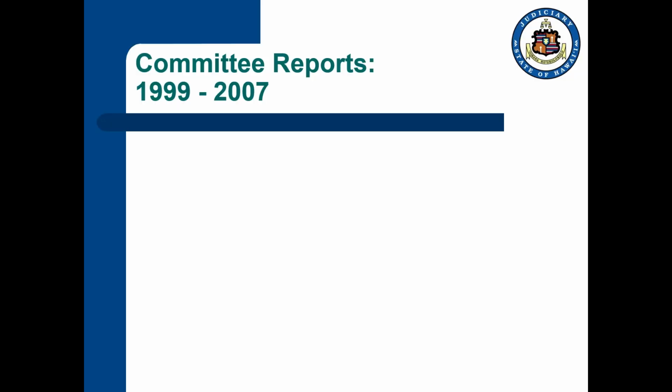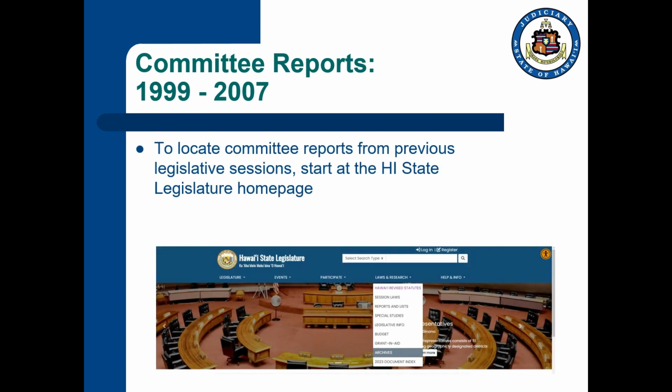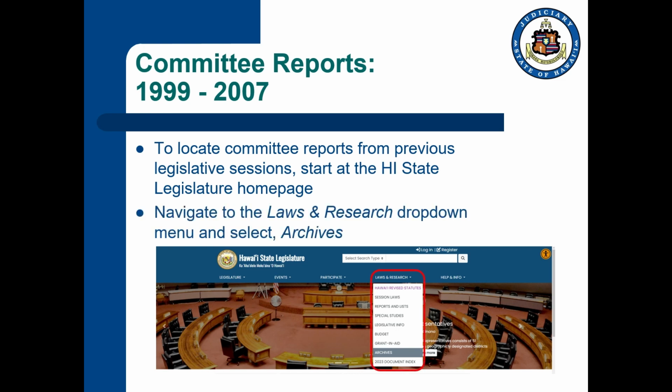To locate committee reports from previous legislative sessions, our starting point is going to be the Hawaii State Legislature website homepage. From here, navigate to the Laws and Research drop-down menu just below the top right search bar and select Archives.